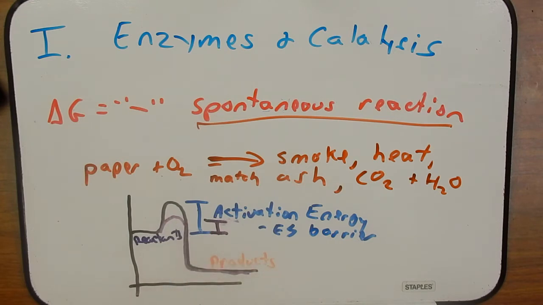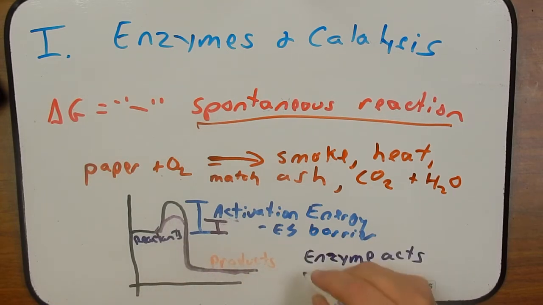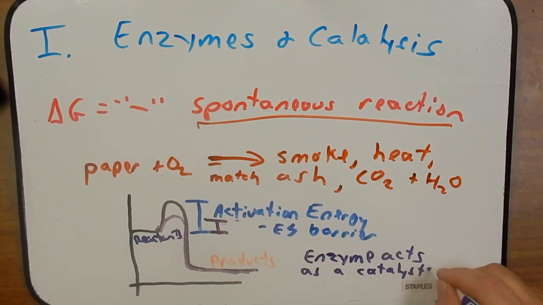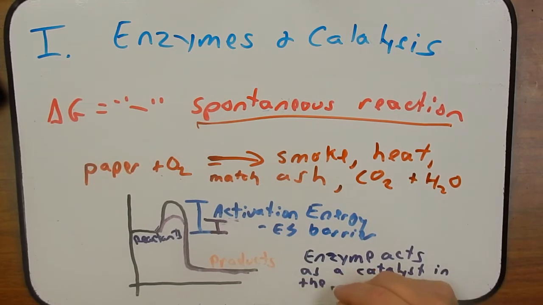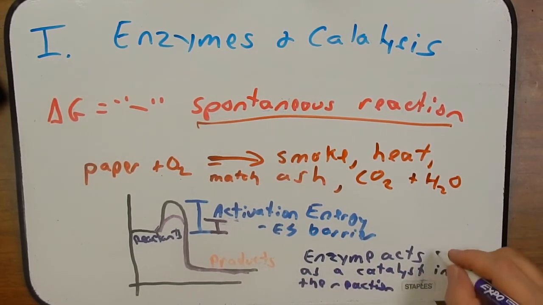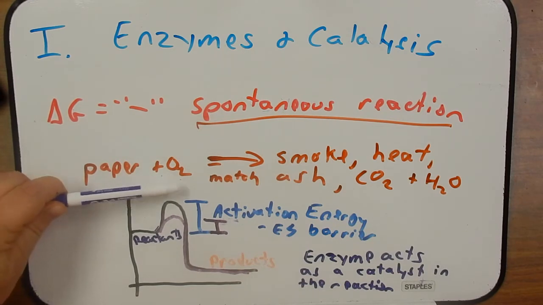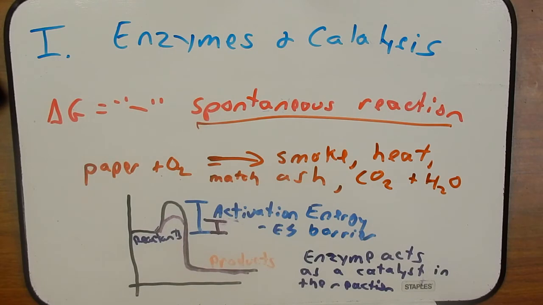A term that we didn't use that I'd like to define real quick: the ability for the enzyme to do this, we say the enzyme acts as a catalyst in the reaction. The catalyst accelerates the speed of the reaction. In our example up here, the catalyst was the match. It provided the heat and the energy to ignite the paper with available oxygen to produce these products. In biological reactions, usually it will be an enzyme that acts as a catalyst.